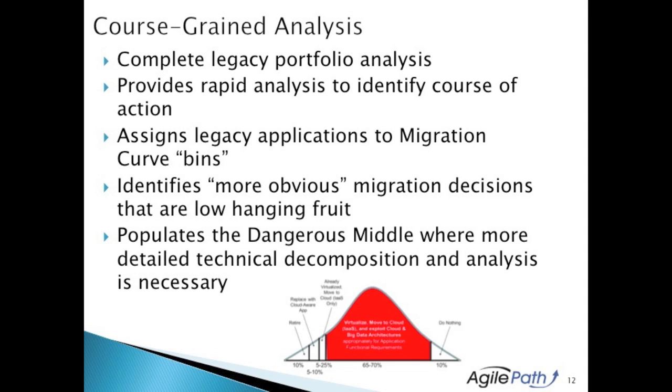So that's a sample of two questions that would need to be answered, and they're coarse-grained in nature. You want to apply the questions to an entire legacy portfolio that you're looking at, and out of the coarse-grained analysis, you will rapidly put the applications into the different bins. That's the objective here, and identifying the more obvious migration choices, again, low-hanging fruit. The other thing that falls out of the coarse-grained analysis is to really look at those applications in your portfolio that will need a fine-grained analysis.